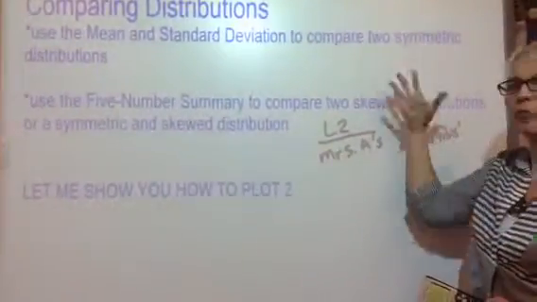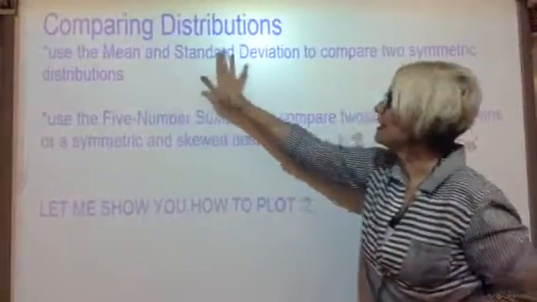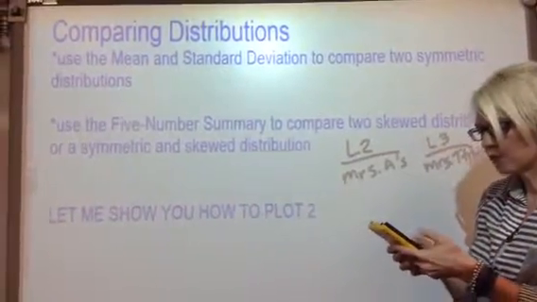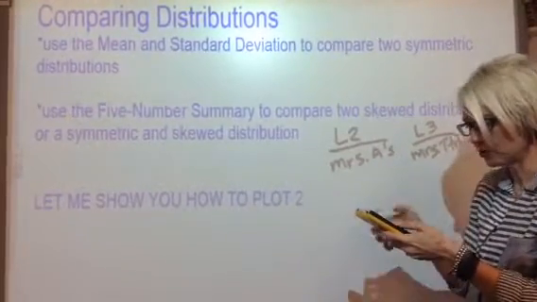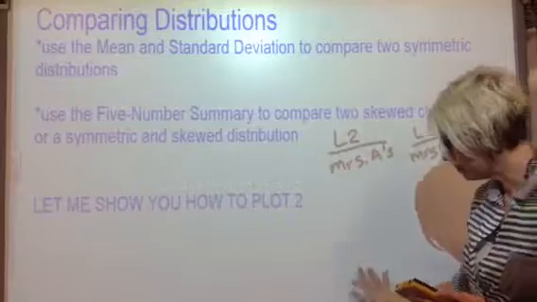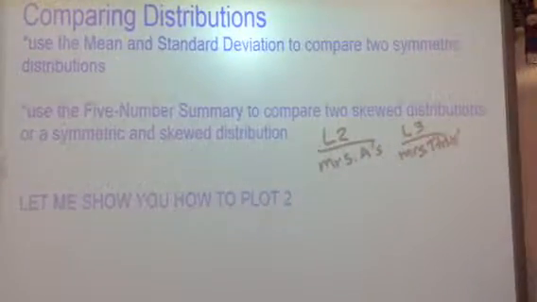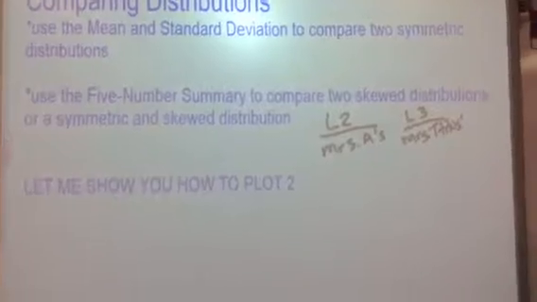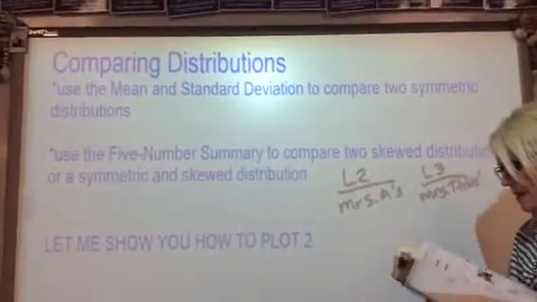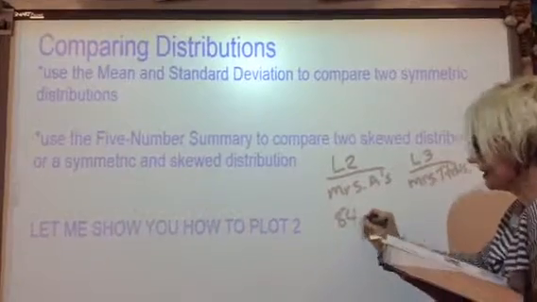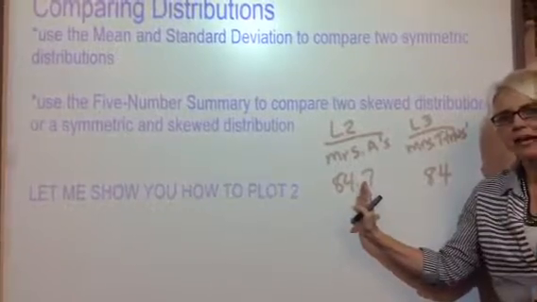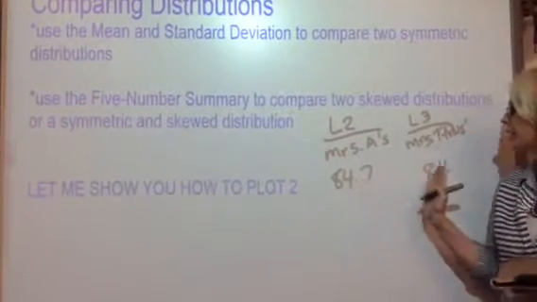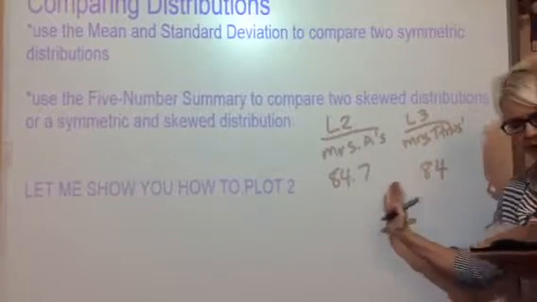As you see up here, if both sets of data are symmetrical, we're going to use the means and standard deviations. To find the mean, you do your stat calc, and in this case, I'm going to do a stat calc of Mrs. A's class. I have those listed here. We have a mean of 84.7, and here we have a mean of 84. So we could say that Mrs. A's class quiz score had a higher average than Mrs. Titus's, but not by much. Those are pretty comparable.